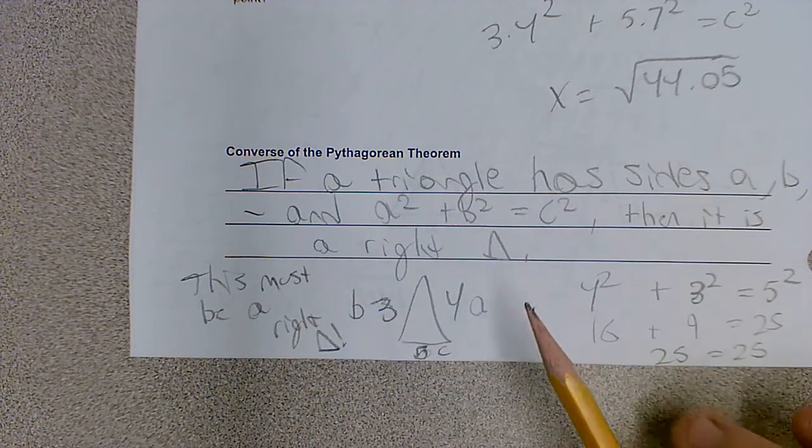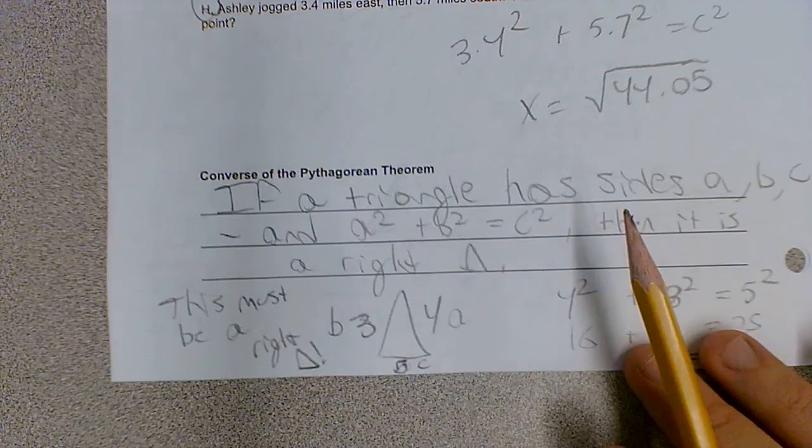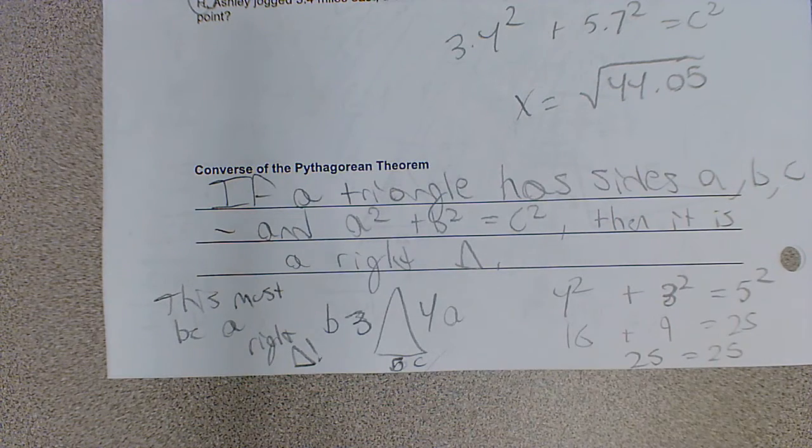My picture's bad, but deliberately. I wanted to show you that the part that matters is the lengths. A 3, 4, 5 triangle is always going to be a right triangle. That's just a rule, because it satisfies the Pythagorean theorem.